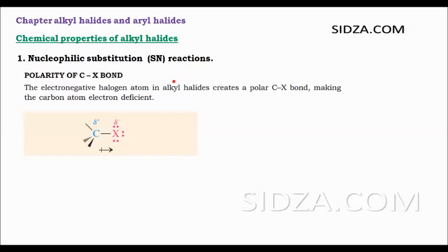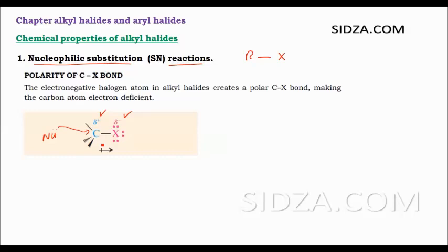Hi students, now let us discuss the nucleophilic substitution reactions of the alkyl halides. Alkyl halides have the general formula RX, with the halogen being a more electronegative atom that gets a delta negative charge, and the carbon gets a delta positive charge. So the bond is polar in alkyl halides, and any electron rich molecule, a nucleophile, can attack the carbon because carbon is positively charged. It is an electron deficient center.